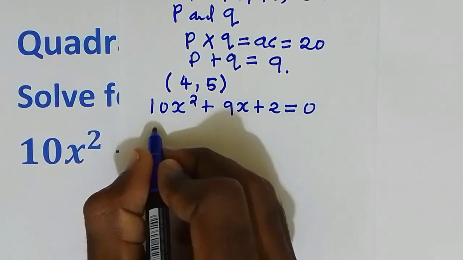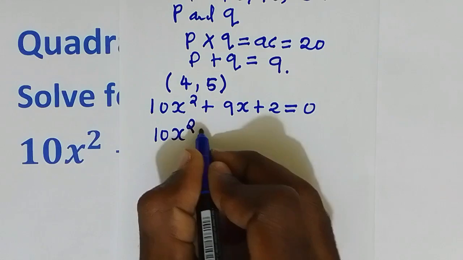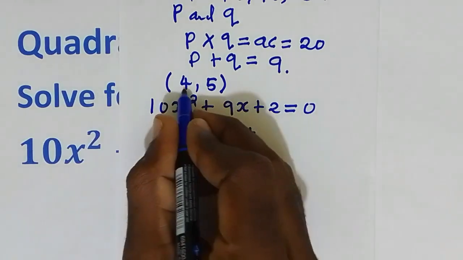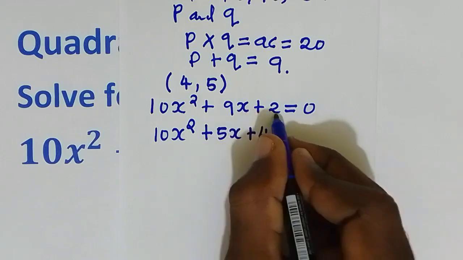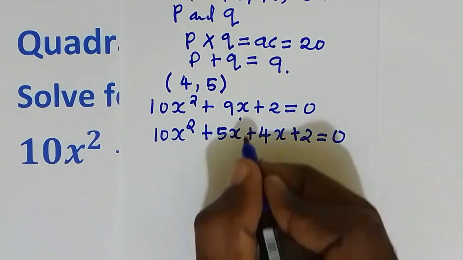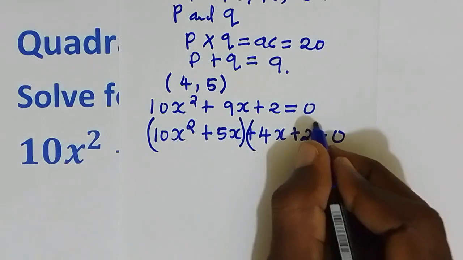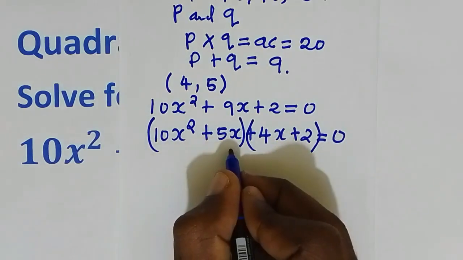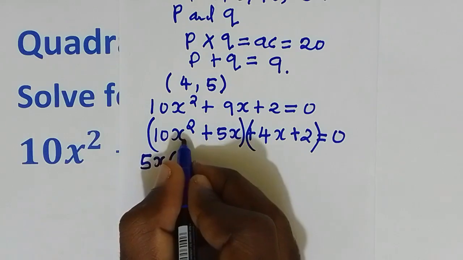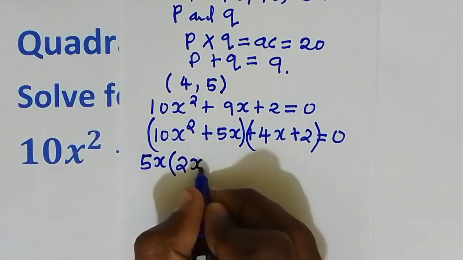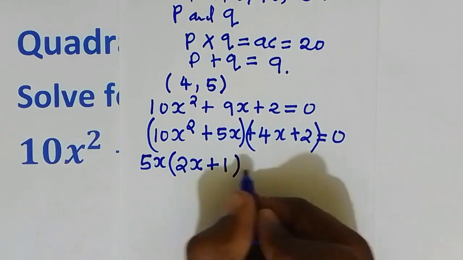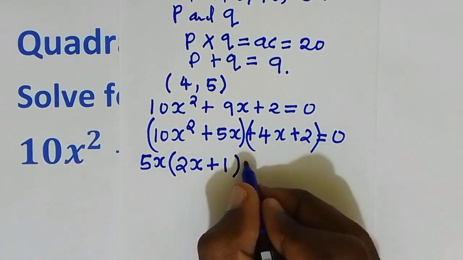That is going to be 10x squared plus 5x plus 4x plus 2. This is equal to 0. We can group our terms into two. From the first group, we can factor 5x. In 10x squared, we are going to remain with 2x, plus, we factor out 5x, we are going to remain with 1. Here I'm going to factor out 2.